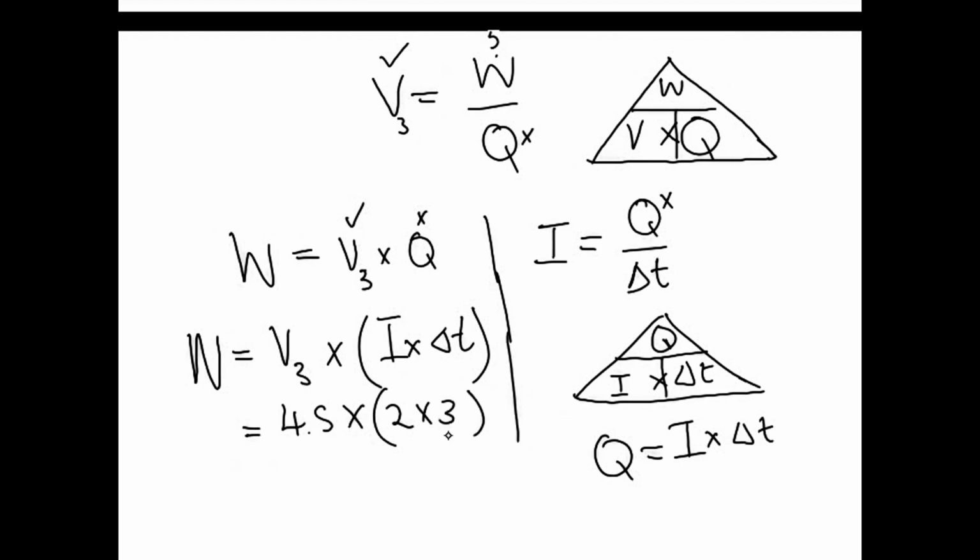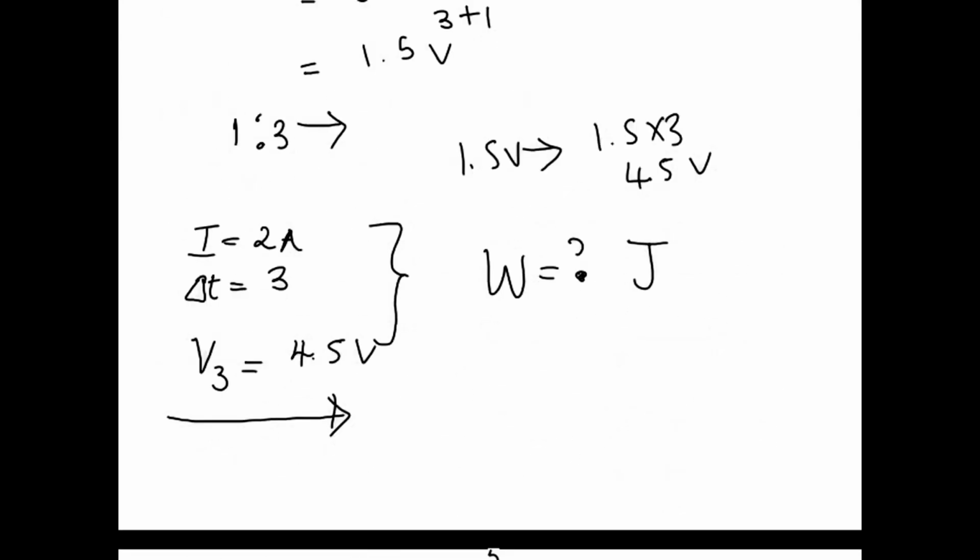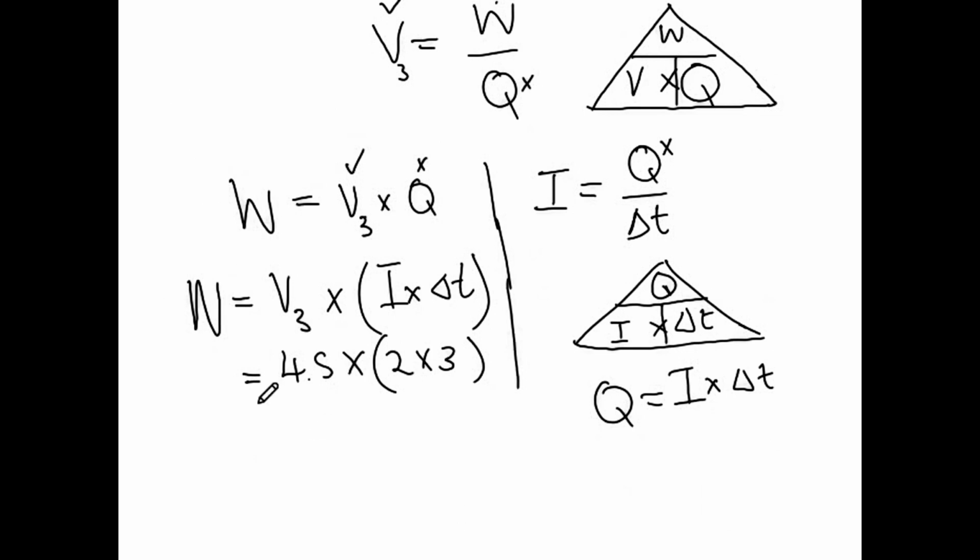Let me double check. Yes, 2 times 3. And then there you are. How much is 2 times 3? That is 6. 6 multiplied by 4.5 is going to give you a value of about 27 joules. So now you have solved this problem. And it is 5 marks.